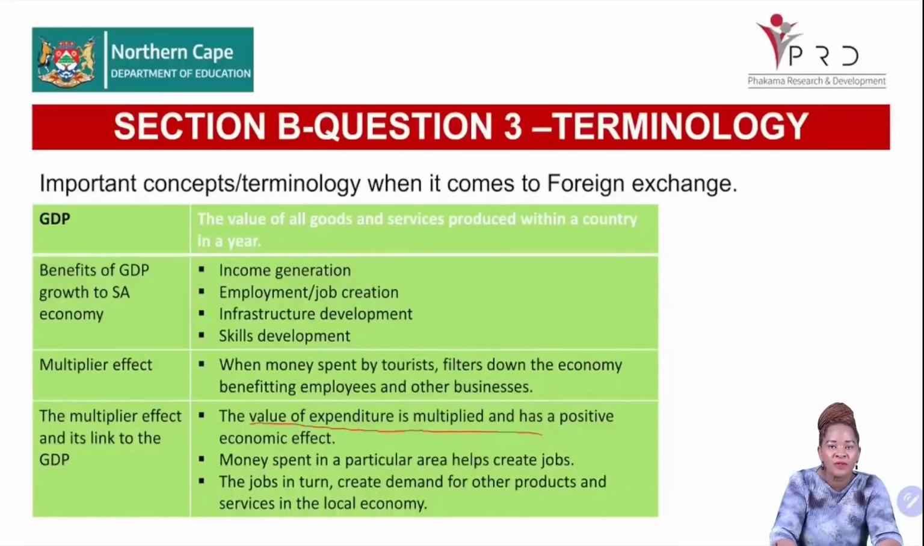So what I'm trying to say here is that if the question is going to say, discuss the multiplier effect and its link to the GDP, you are going to look at these points and discuss. That is why I've given you this.